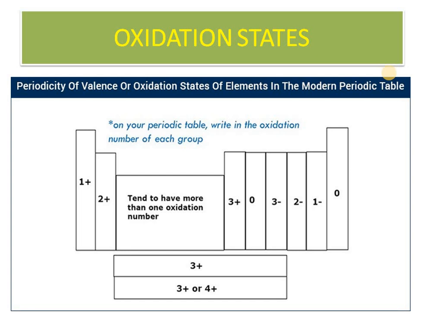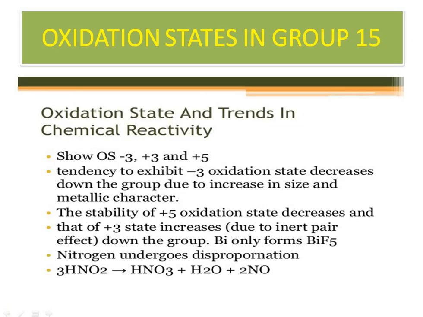So these are the oxidation states of all the elements: alkali metals +1, alkaline earth metals +2, and d block will have variable oxidation states. Then group 13 is +3, and then groups 14, 15, 16, 17, 18. These are the group elements and their oxidation states. You can see a negative oxidation state is there for non-metals and a positive oxidation state is there for metals, and in the d block we have different variable oxidation states. Now, oxidation state in group 15: it can show -3, +3 and +5.